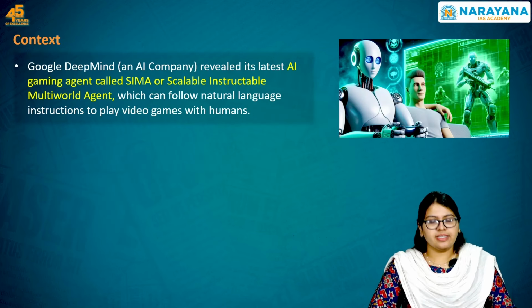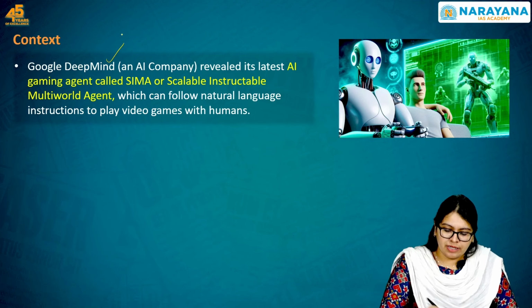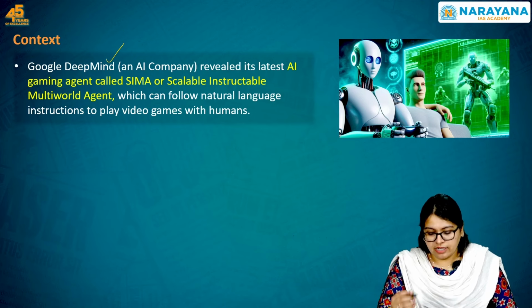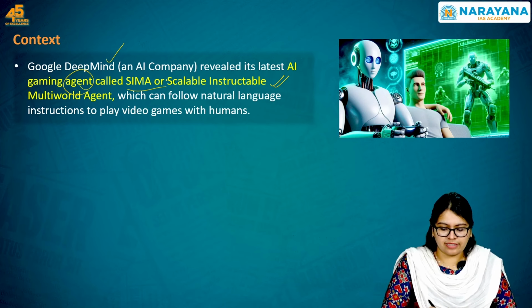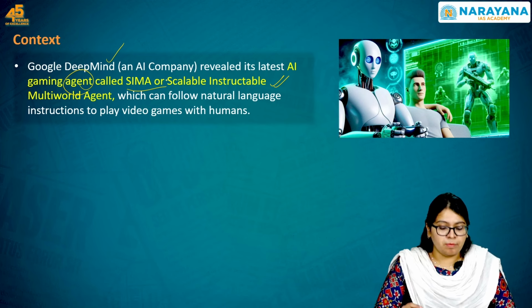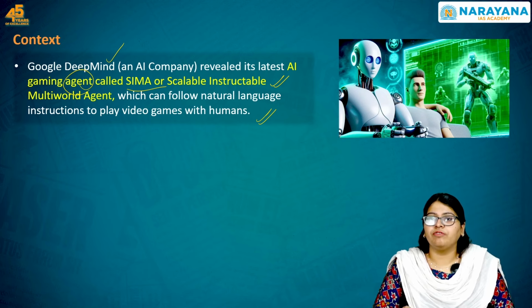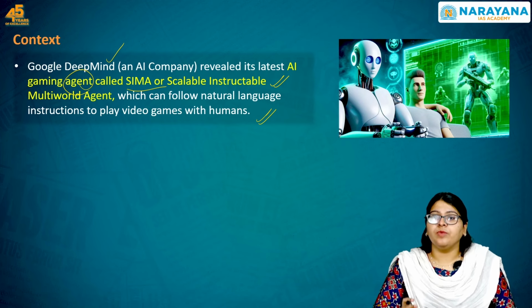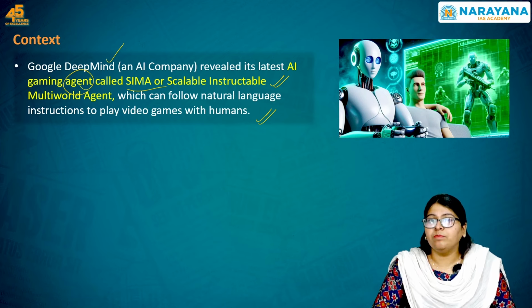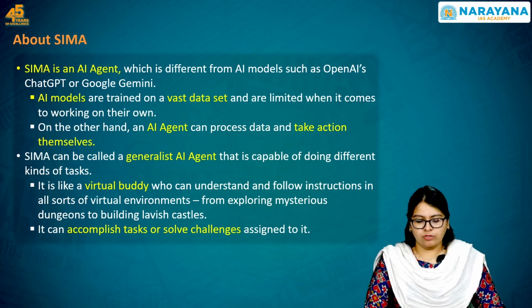So, moving forward, let us understand what this particular article is discussing. Okay. So, Google's DeepMind, which is an artificial intelligence company, has revealed its latest AI gaming agent called SIMA, or Scalable Instructable Multi-World Agent, which can follow natural language instructions to play a video game with human beings. Okay, so here the takeaway from this article is, apart from the characteristic features of SIMA and what it is capable of, we need to understand the difference between an AI model and an AI agent. Okay. So, moving forward, let us understand about this SIMA.